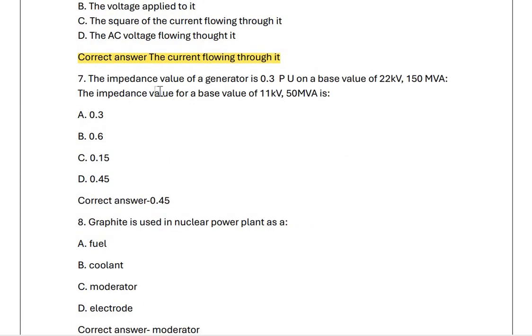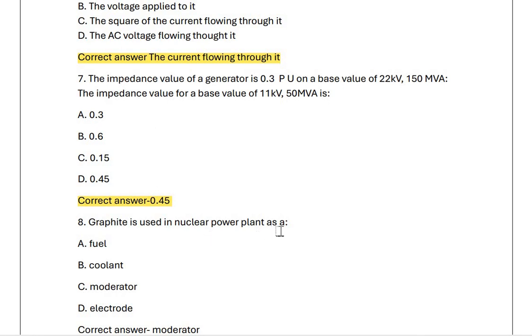7. The impedance value of a generator is 0.3 pu on a base value of 22 kV, 150 MVA. The impedance value for a base value of 11 kV, 50 MVA is A. 0.3, B. 0.6, C. 0.15, D. 0.45. Correct answer: 0.45.